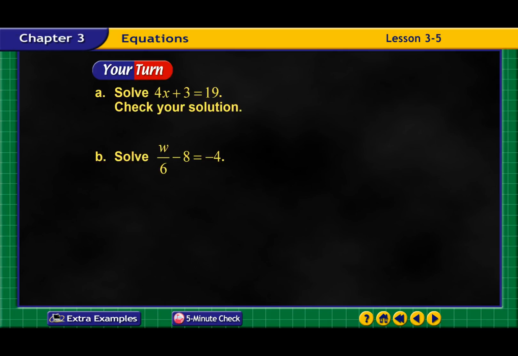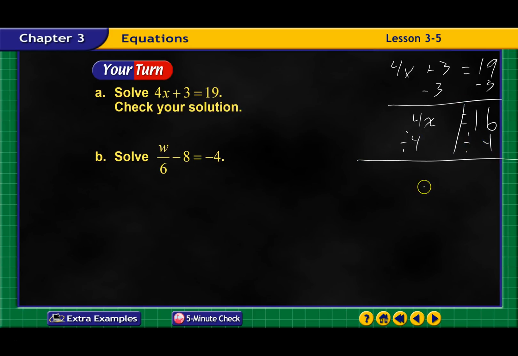All right, here's a couple other ones here. Pause it, give it a shot. All right, top one says to check, so we will check. So 4x plus 3 equals 19. I'm going to have to subtract, then divide. Minus 3, minus 3 goes down to 16. Divide by 4. Divide by 4.